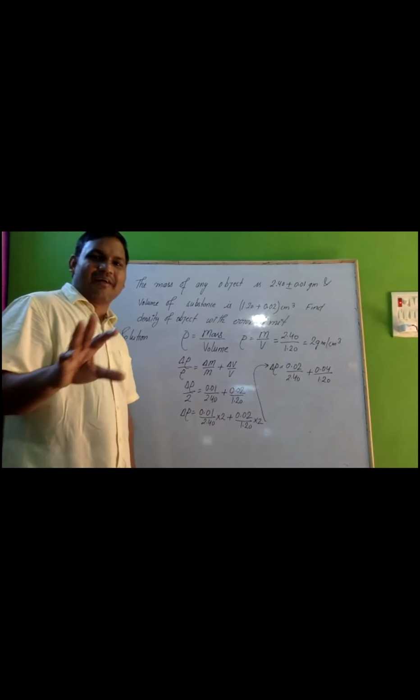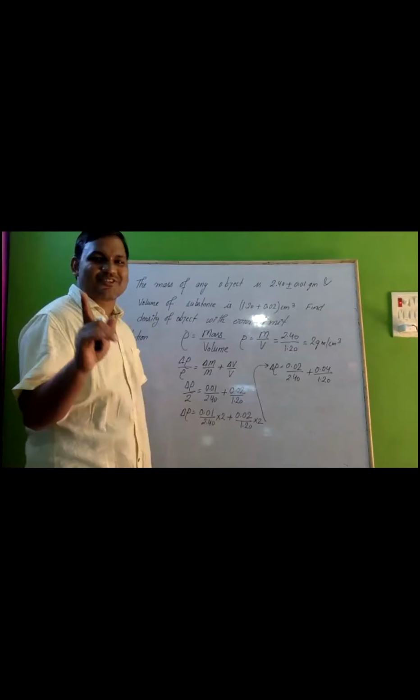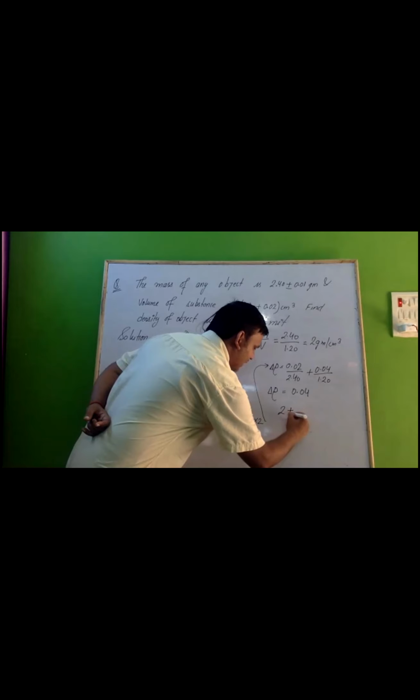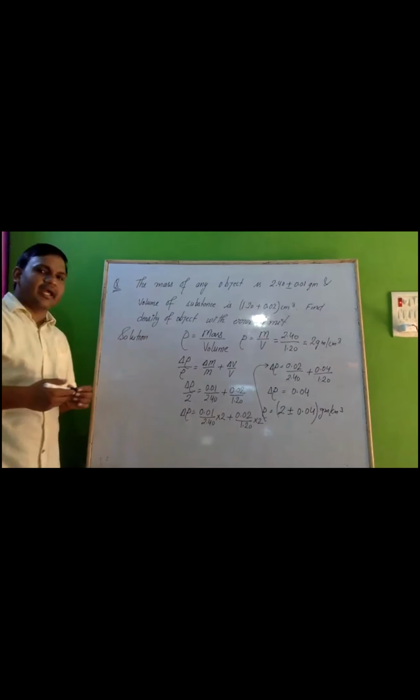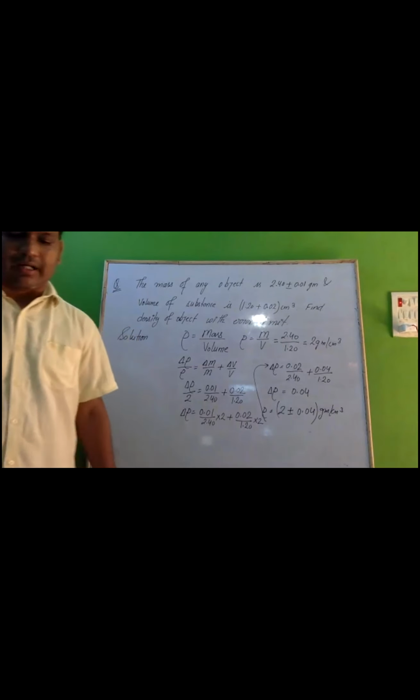If it is wrong, it will be your fault. That's not my fault. Okay. So this will be your delta, 0.04 something. Let's say 0.04. So you can write the density like this: 2 plus minus 0.04 will be your answer, this much gram per centimeter cube. Okay?